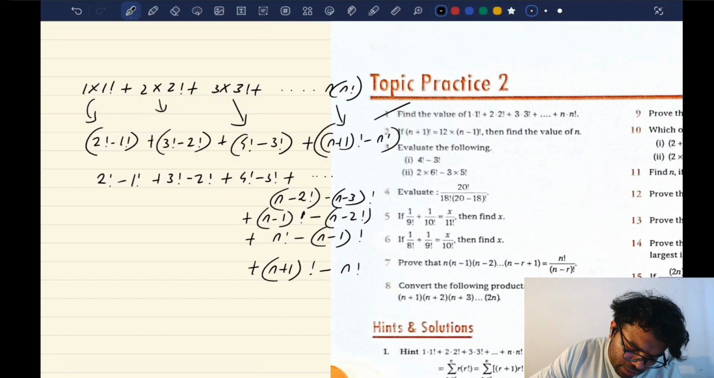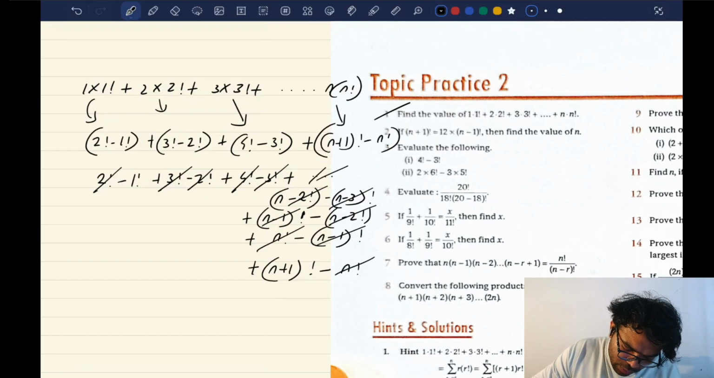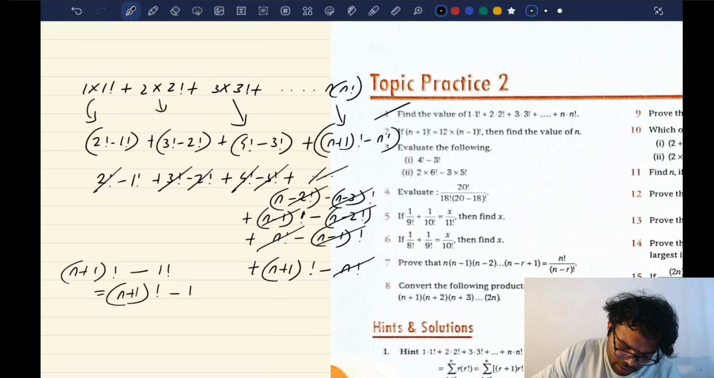So what happens? Basically 2 factorial minus 2 factorial gets cut off. Plus 3 factorial minus 3 factorial will get cut off. Plus 4 factorial minus 4 factorial will get cut off. n minus 2 factorial and n minus 2 factorial will get cut off. This and this will get cut off. n minus 1 and this will get cut off. This and this will get cut off. So you'll be left with n plus 1 factorial minus 1 factorial. Therefore, n plus 1 factorial minus 1.